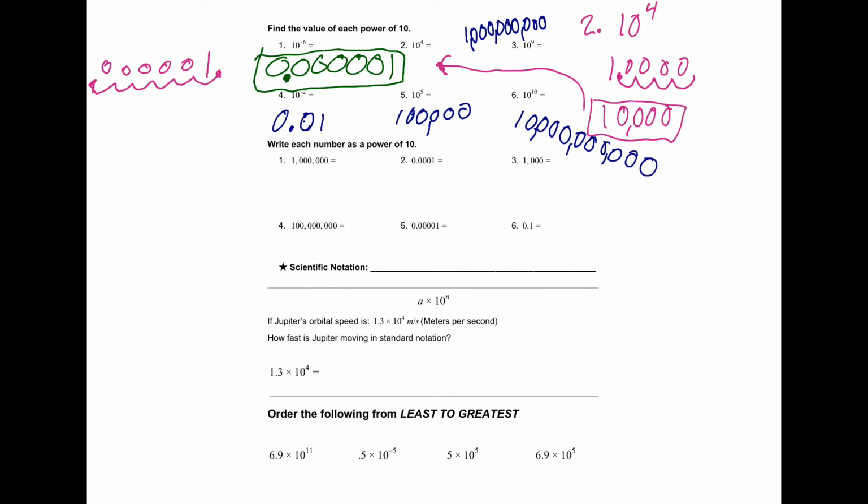Number 5, 10 to the 5th. Okay, 5 zeros, so the number 100,000. And 10 to the 10th is 10 zeros, so 10 billion. 10 billion right there. For the next part, now we're going to go backwards.